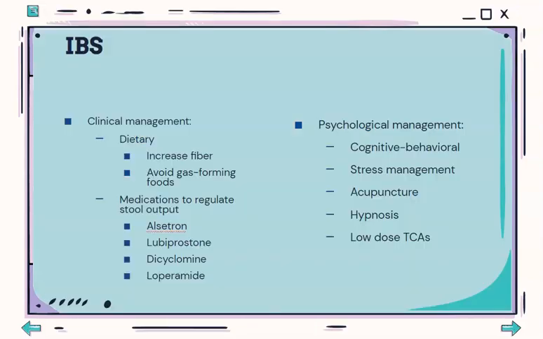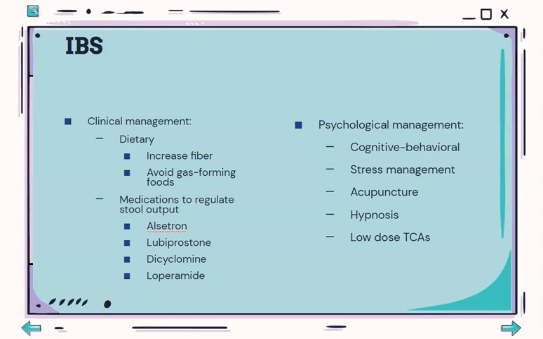So what do we do for these clients when they have been diagnosed with IBS? Dietary management is going to be huge. Having them stay away from the foods that they know are offensive to their system is going to be the biggest thing they can do. We can increase their fiber intake if diarrhea is a huge component, and avoid any gas-forming foods. We can also try some medications that can regulate stool output to hopefully minimize the episodes of diarrhea.